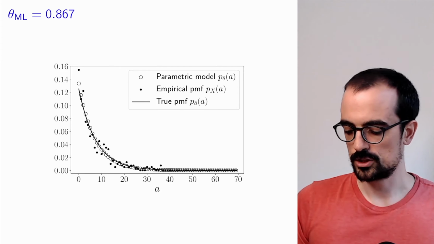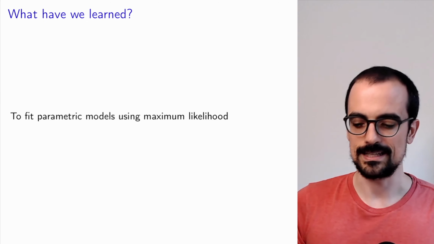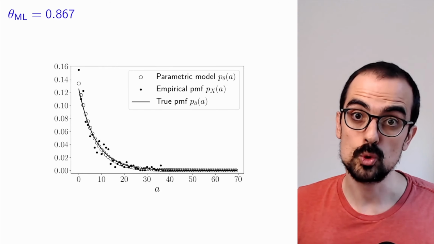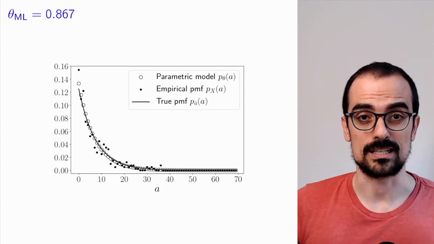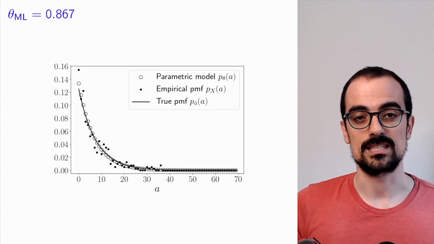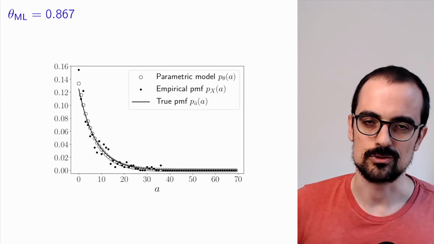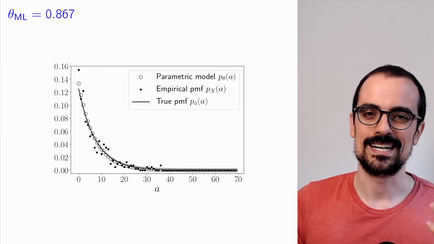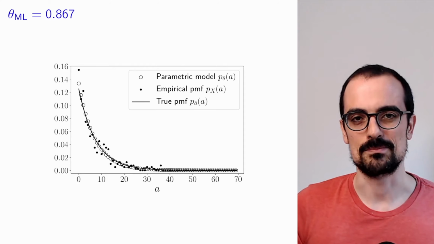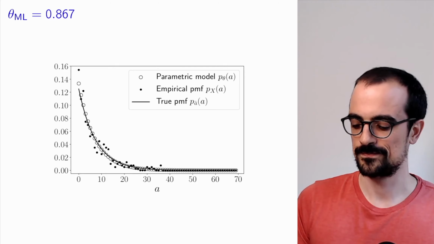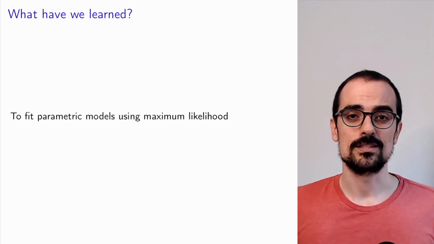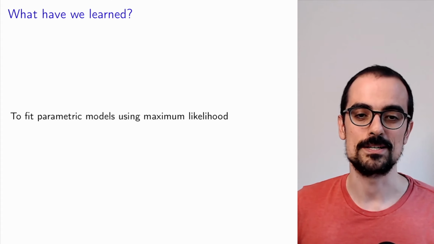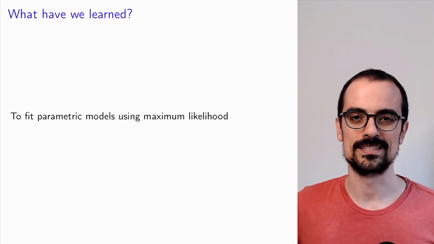So this is just to show you that if the data were generated from the true parametric model, maximum likelihood would give you an excellent estimate as long as the amount of data is not extremely small. However, the challenge is that in the real data, the parametric model makes assumptions that do not necessarily hold. And that's all I've got. We have learned how to fit parametric models using maximum likelihood. Thank you very much.